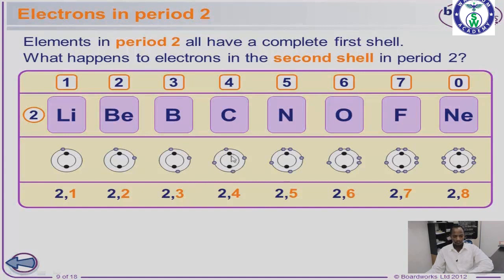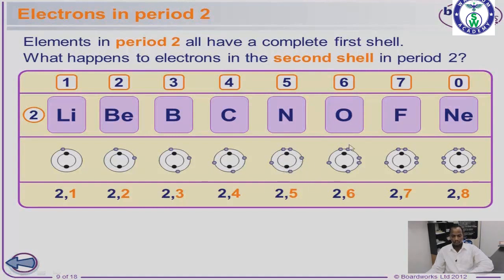Therefore, carbon has 2 for the first shell and 4 electrons spread in the outermost shell, because the atomic number is 6. Now, for the next element, nitrogen, 2 are in the innermost shell, which is closest to the nucleus, and 5 in the outermost shell, because the atomic number is 7, and the number of electrons is also 7. So if you look at the electrons, 2 plus 5 is 7. So this is how they are arranged.